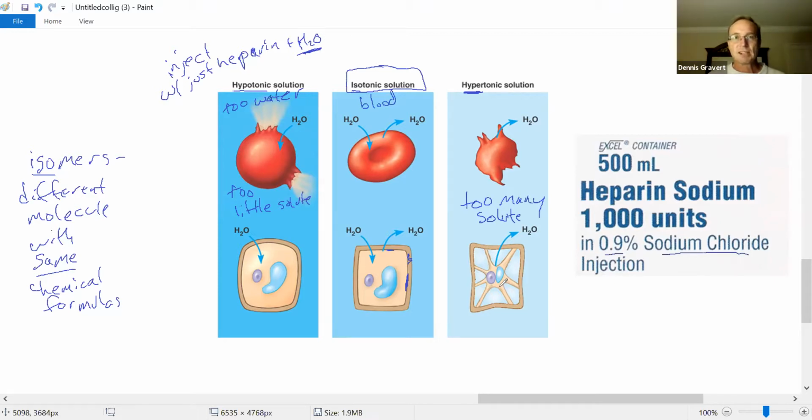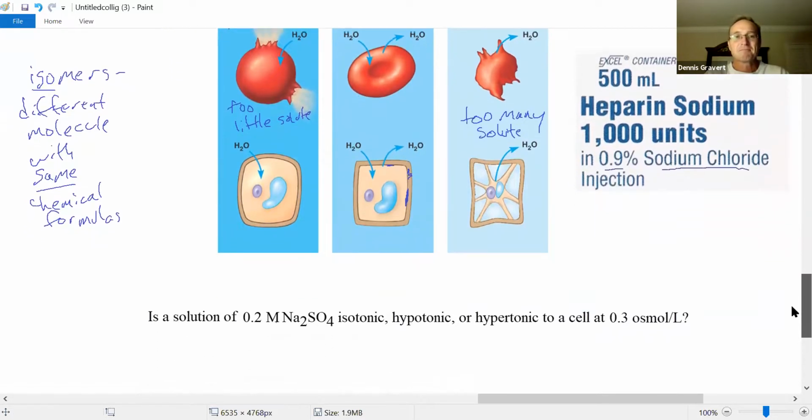Let's see, what else do we need to know? I think that's about it. Oh, 0.9. That turns out to be the number of solutes that matches the number of solutes inside the red blood cells. It matches the number of solutes in the blood, in the tissues. That's why the heparin is injected with a solution of 0.9% sodium chloride. Maintain an isotonic environment. Minimize the damage at the injection site and damage by osmosis.